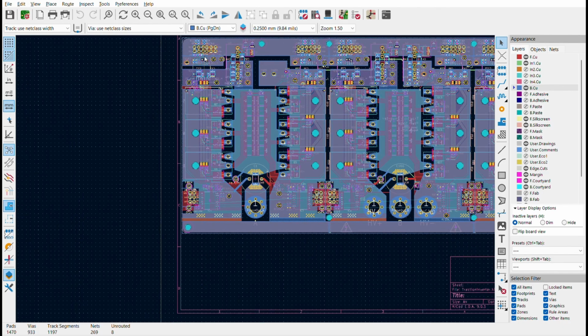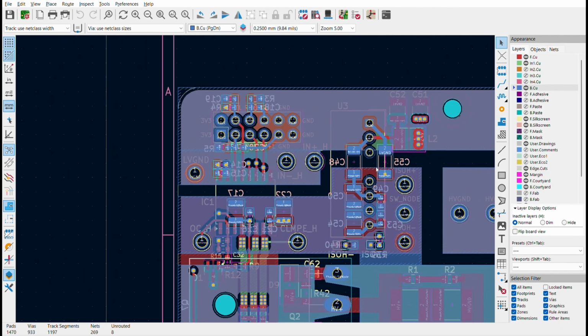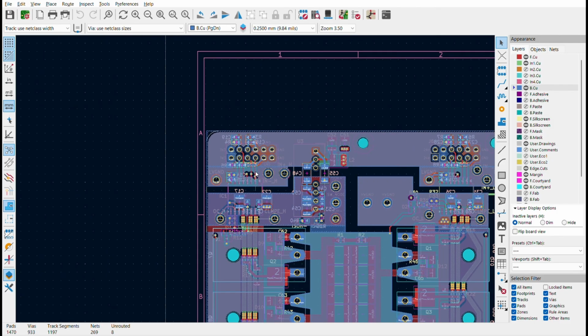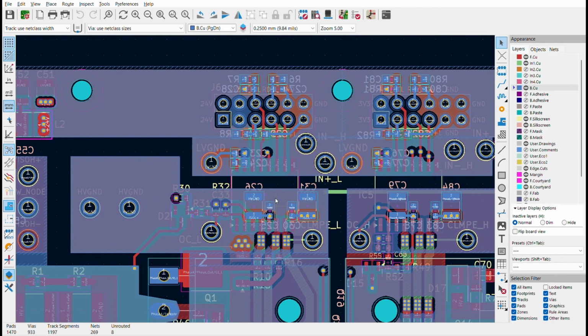And up here, I have my isolated DC-DC converter powering my high side driver. And here's my digital PWM signals in here. And here is the low side driver.